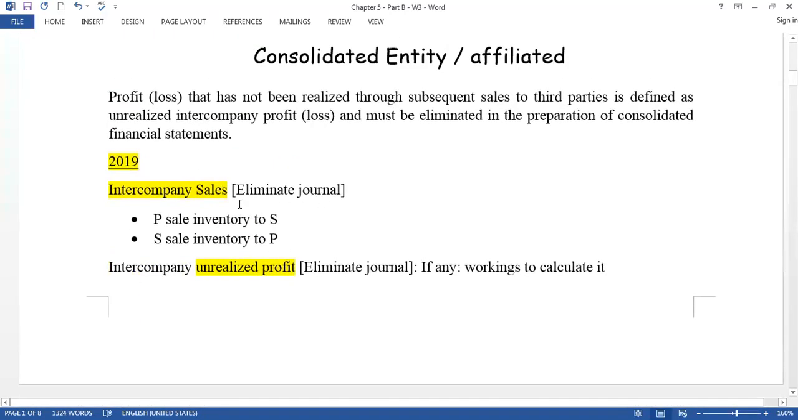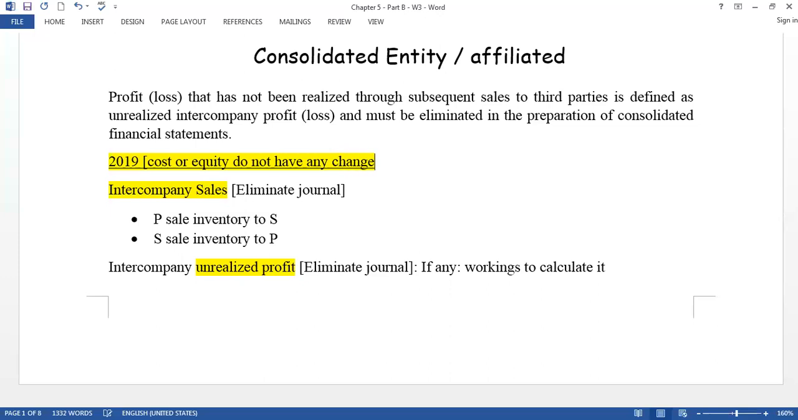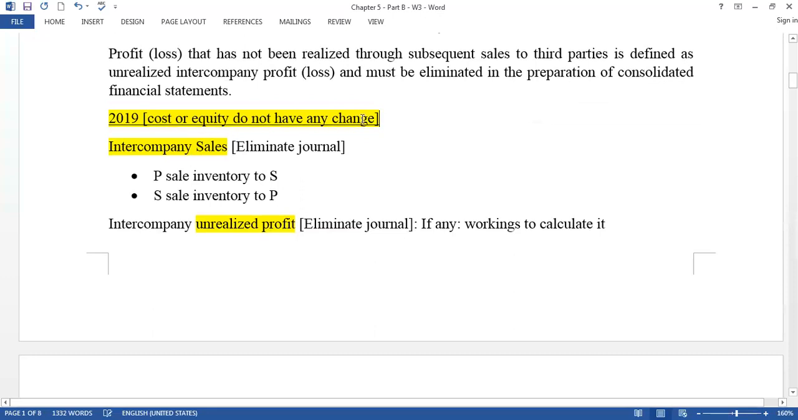And these two journal entries, whether it is cost or equity, do not have any change. So it doesn't matter whether it is cost method or equity method to eliminate intercompany sales and to eliminate unrealized profit.